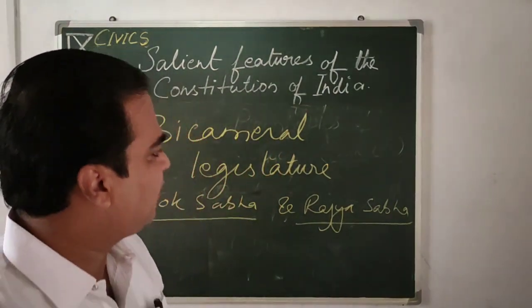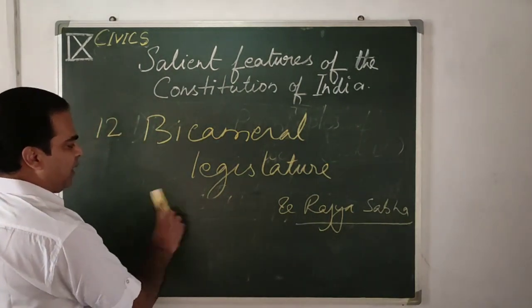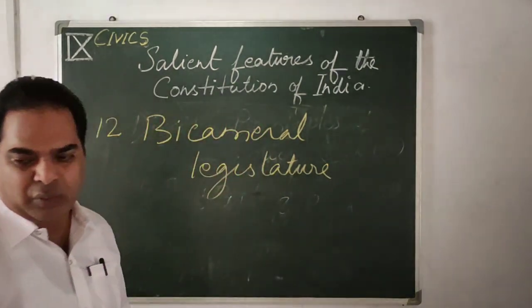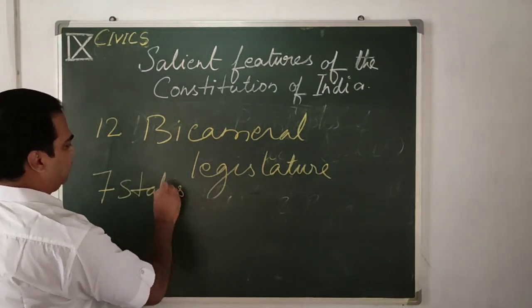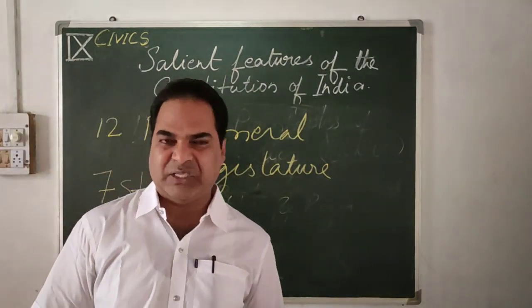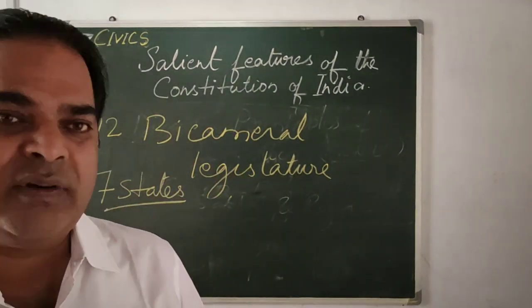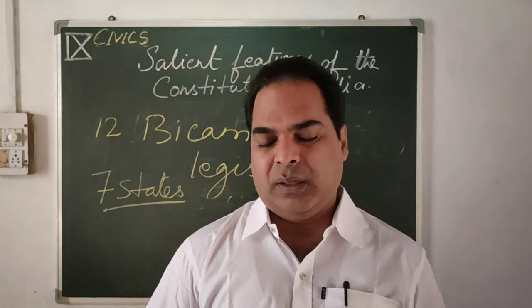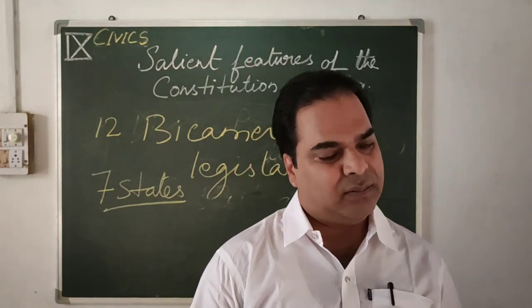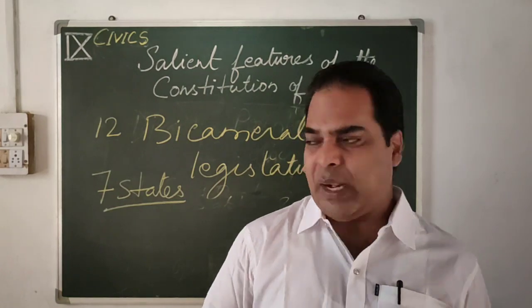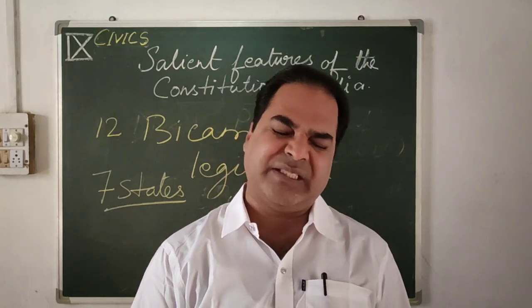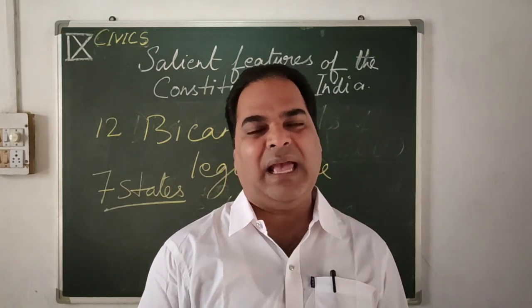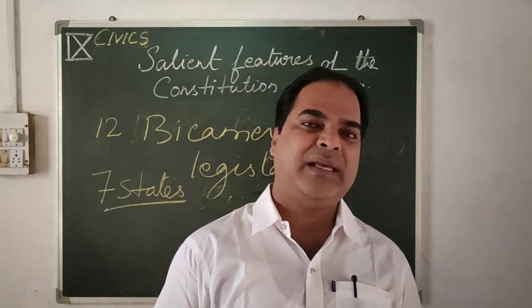So apart from the parliament, we have 7 states where we have a bicameral legislature. That means in every state we have state assemblies, which we call the state legislature, and there are other states altogether. I told you 7 states are there where we have 2 houses, that is bicameral legislature. That means the legislative assembly and the legislative council.